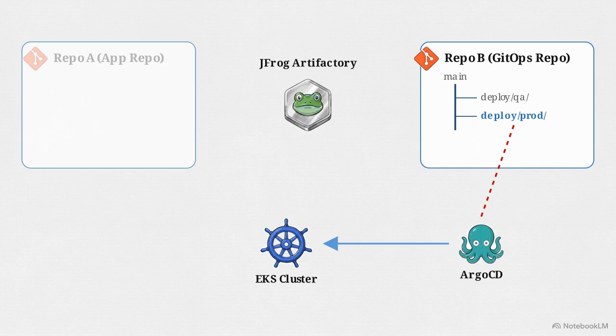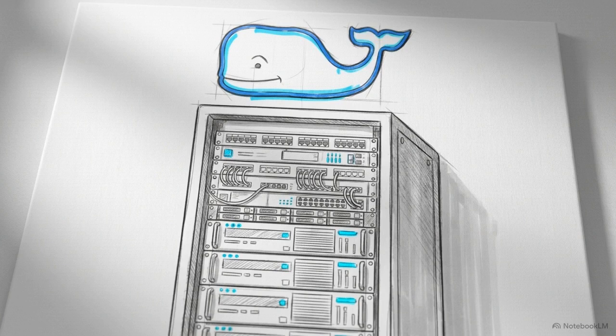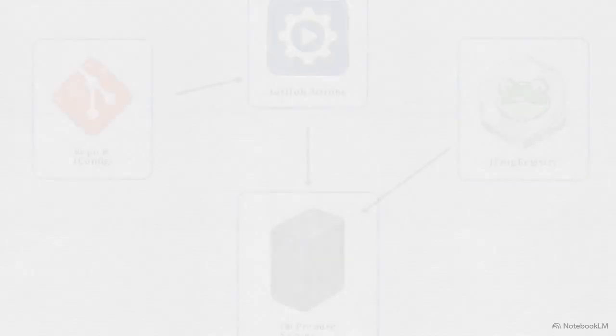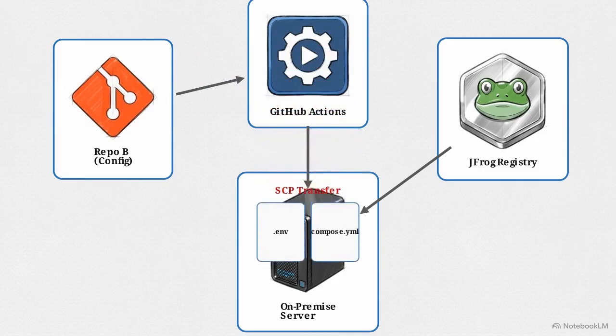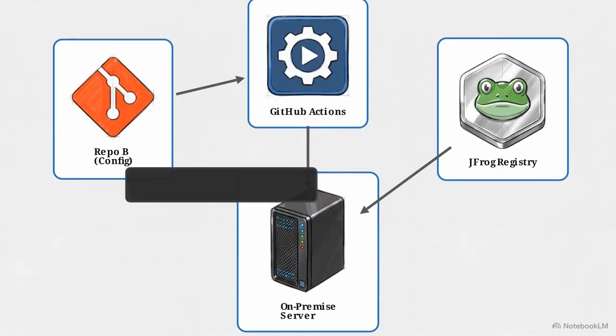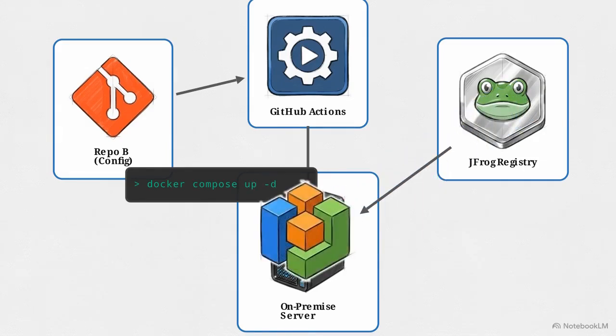In EKS, Argo CD acts as the sync engine. It monitors Repo B's production folder, automatically applying configurations to the Kubernetes cluster. For on-premise servers running Docker Compose, we need an alternative to Argo CD to handle the sync. A GitHub action mirrors this GitOps behavior. When Repo B updates, it triggers a secure copy of Docker Compose and environment files to the on-premise server. Then, via SSH, it runs Docker Compose pull, grabbing the latest JFrog image and restarting the containers.